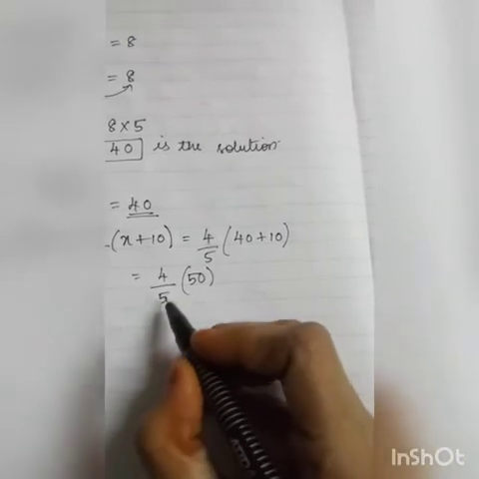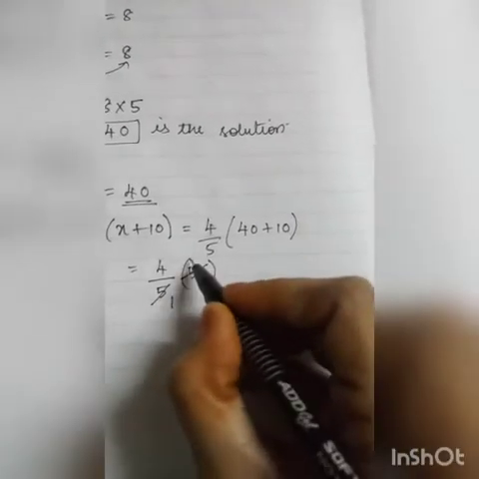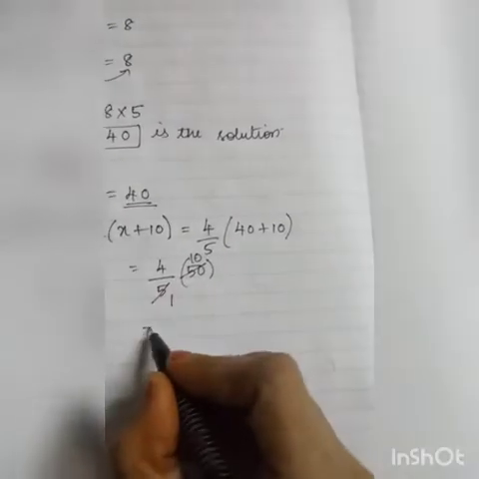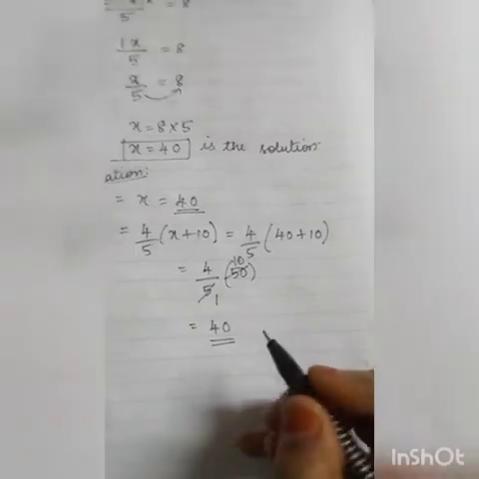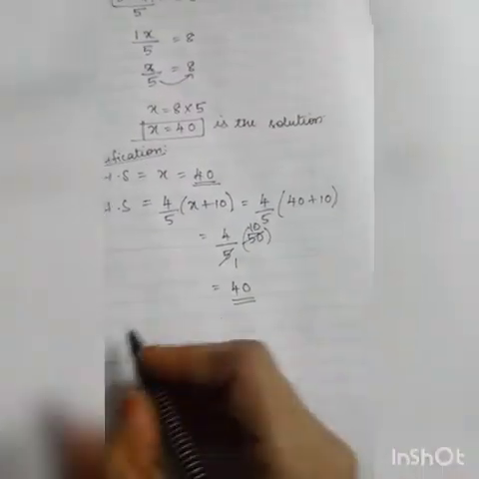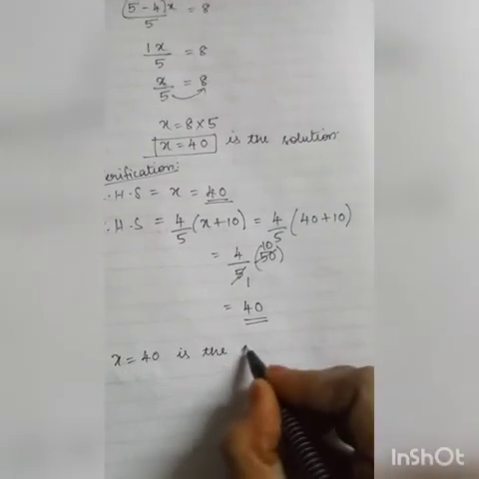Now, 4 by 5 into 50. Shall we cancel? 5 ones are 5, 5 tens are 50. Now, 4 into 10 is 40. So, what is my RHS value? It is 40. LHS and RHS are same. Therefore, x equal to 40 is the solution.